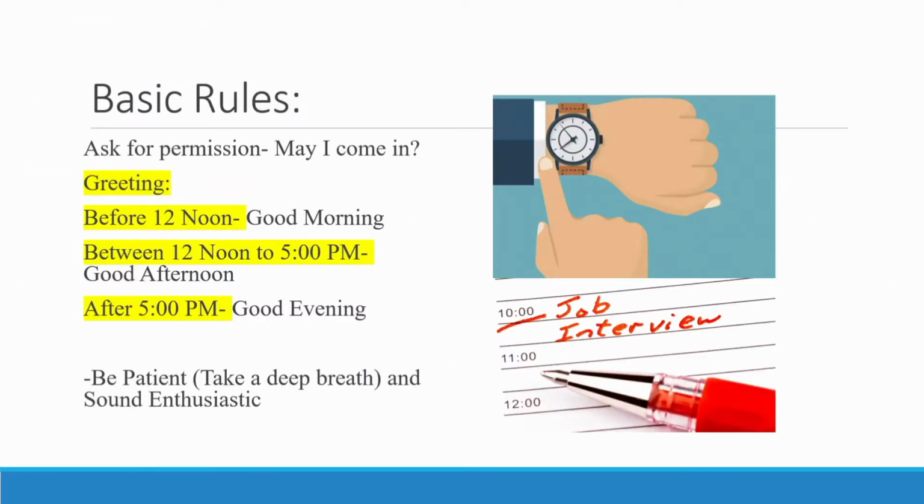Now these are the basic rules that you need to follow. First one, before entering the meeting room or the interview room, always be patient and take a deep breath and sound enthusiastic. Second thing, when you are entering the meeting room, then please ask for permission. That is, may I come in? Then you should greet them with a nice smile on your face.